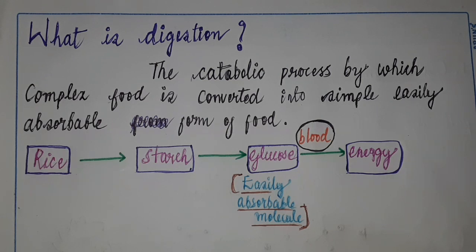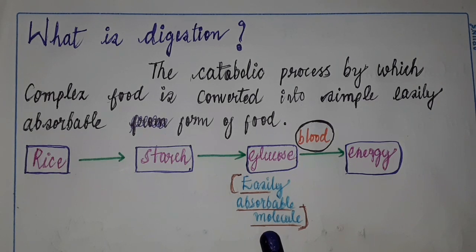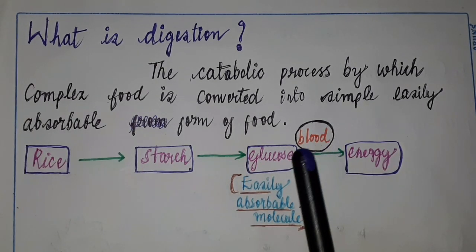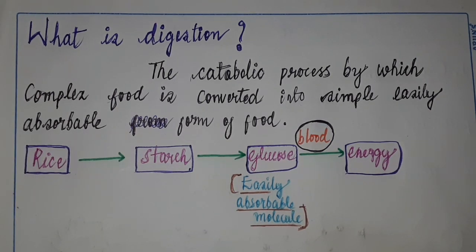The same example here: rice, in the presence of certain enzymes, is breaking down into starch, and starch is breaking down into glucose in the presence of enzymes. Again the same enzymatic action. So glucose is the easily absorbable molecule here, right? This is the smaller unit, so it can easily diffuse into the bloodstream. Through the bloodstream it can reach each and every cell of the body, thereby it reaches the mitochondria. In mitochondria, the glucose molecule oxidizes to release energy. So this is all about digestion.